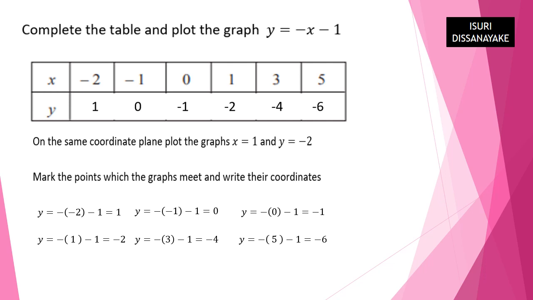So what you have to do is mark these points on your graph paper and draw the graph y equals minus x minus 1. And you have to observe and see what is the slope of the graph and whether the graph moves to the right or to the left. Also, you can mark the point x equals 1. And you draw a graph through x equals 1 that is parallel to the y-axis.